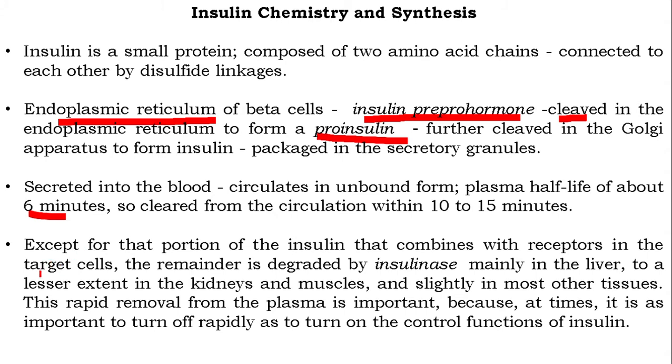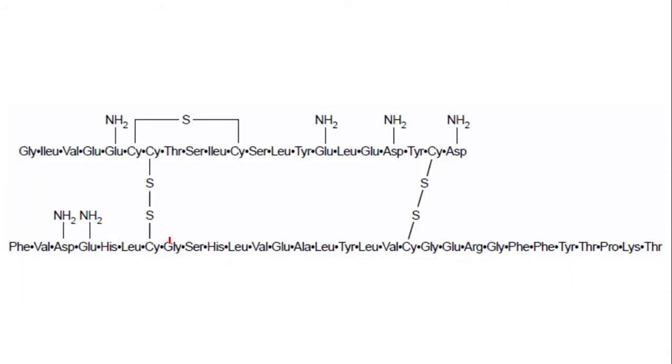Except for the portion of the insulin that combines with the receptors, the remainder is degraded by insulinase enzyme, mainly in the liver. And rapid removal from the plasma is very much important. Why? Because if it remains in the circulation for a slightly longer period of time, it will affect many bodily functions adversely, because the concentration of glucose in the blood should be maintained within narrow limits. This is the structure of insulin.